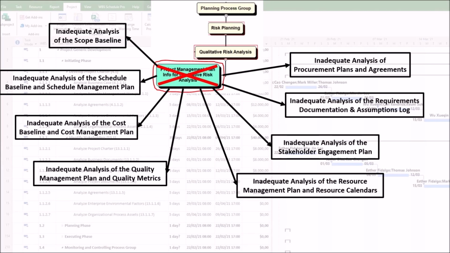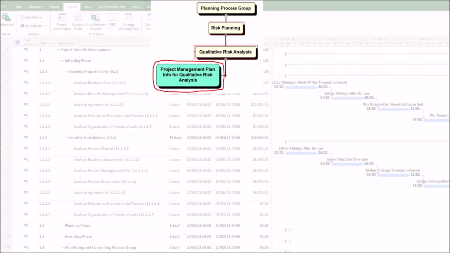In conclusion, the project management plan is the guide for qualitative risk analysis. It provides the predefined rules, which are scales, matrices, and categories, that transform a subjective discussion about risks into a consistent, repeatable, and auditable prioritization process.